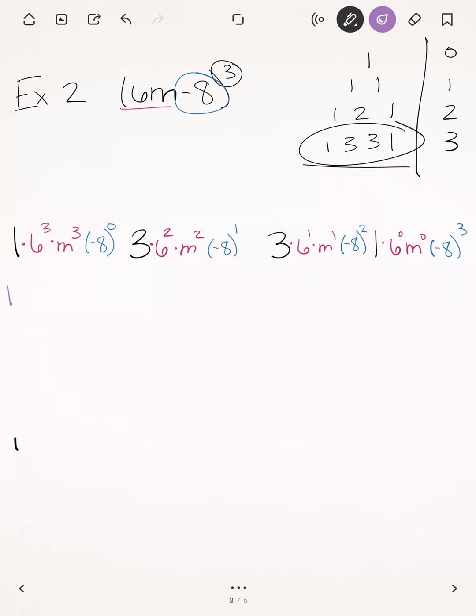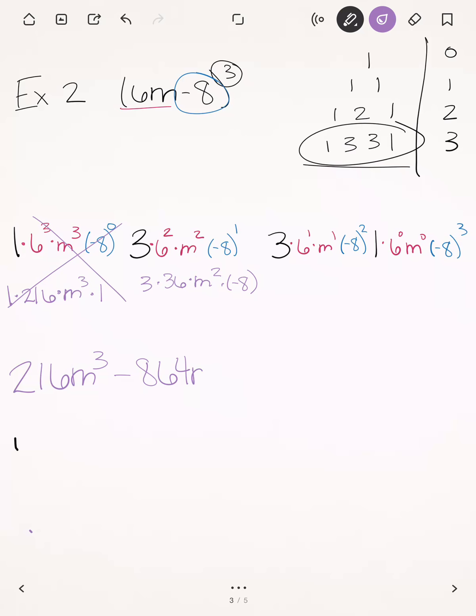So I have 1, 6 to the third is 216 times m to the third. Negative 8 to the 0 power is 1. So 1 times 216 times m cubed times 1 is 216m cubed. So I'm done with that. I have 6 squared is 36 times m squared times a negative 8. 3 times 36 times m squared times a negative 8 is a negative 864 m squared. So I'm done with that term.